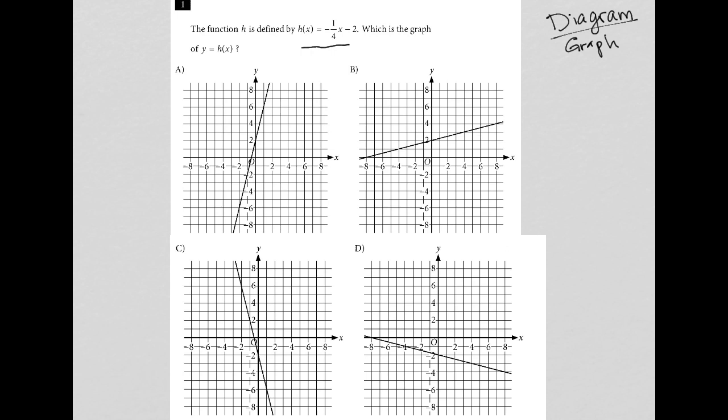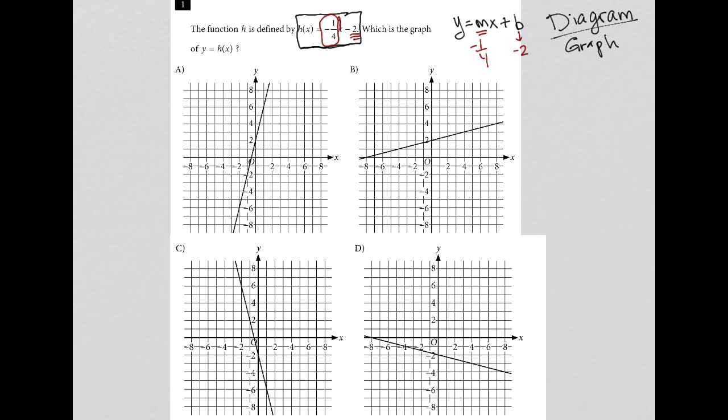So this is a very simple question. It's simply asking us to understand the format or the structure of the slope-intercept form of an equation, which is what we have here in function form, right? Instead of y, it's just h of x. But what we can see is that in place of the m value here, we have a negative 1/4, so that's our slope. And in place of our b value, we have a negative 2, so that's our y-intercept.